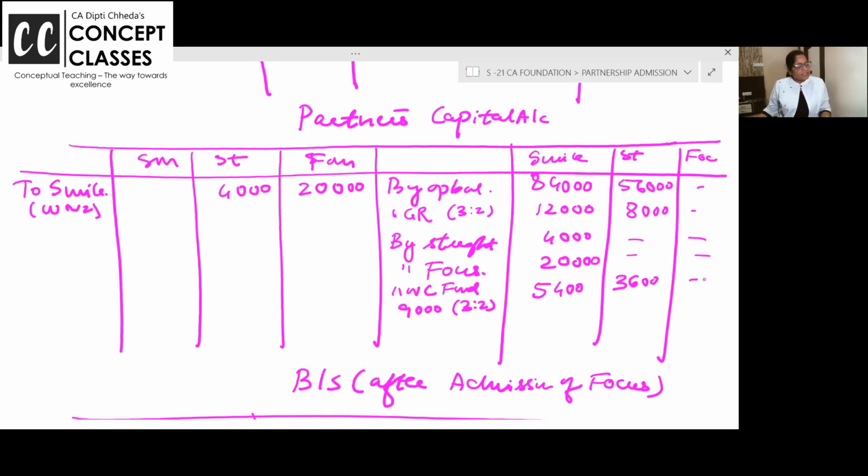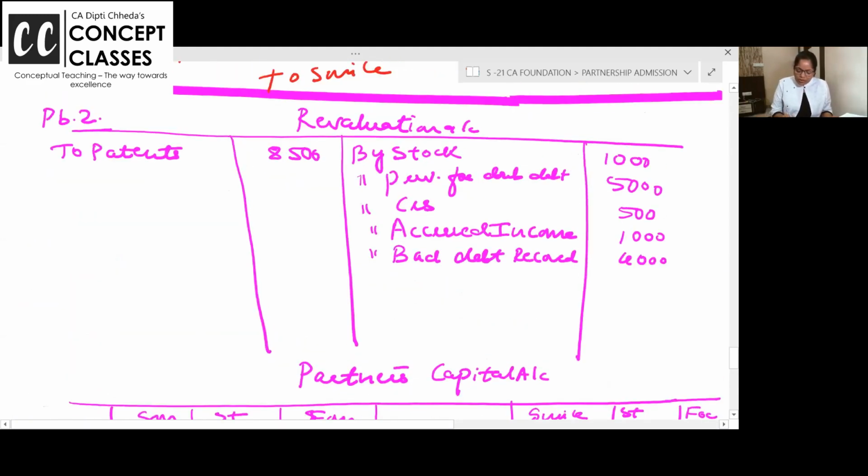Next, after this, market value of investments was 45,000. How much was book value? 50. So first reduce the value of investment and it's a loss. 5,000. Investment का value कम कर दो. Revaluation account debit to investment 5,000. Last problem, I have adjusted it in investment fluctuation reserve because it was there.